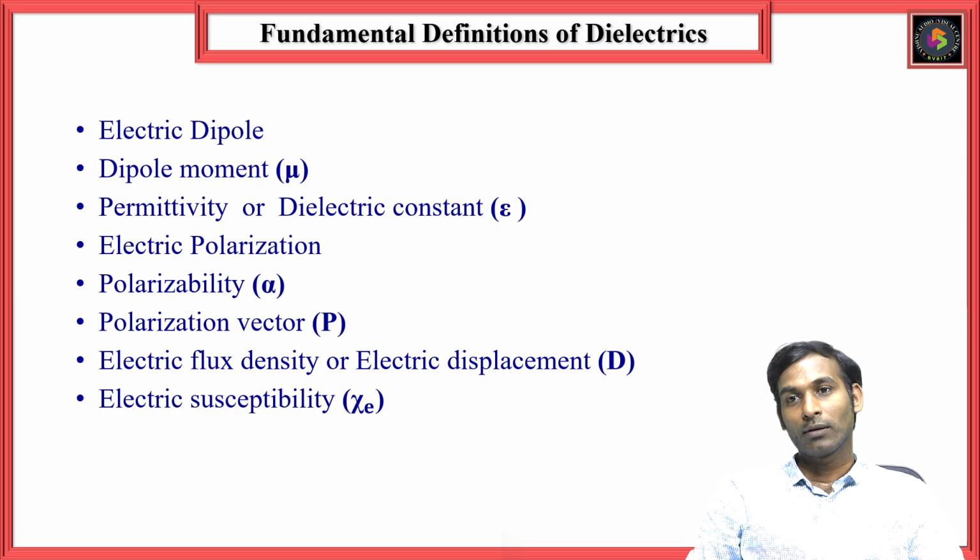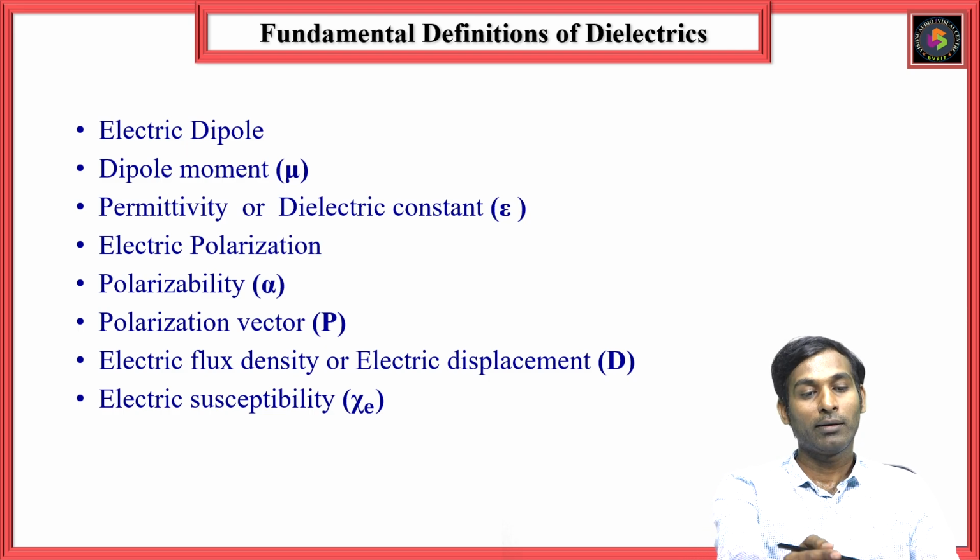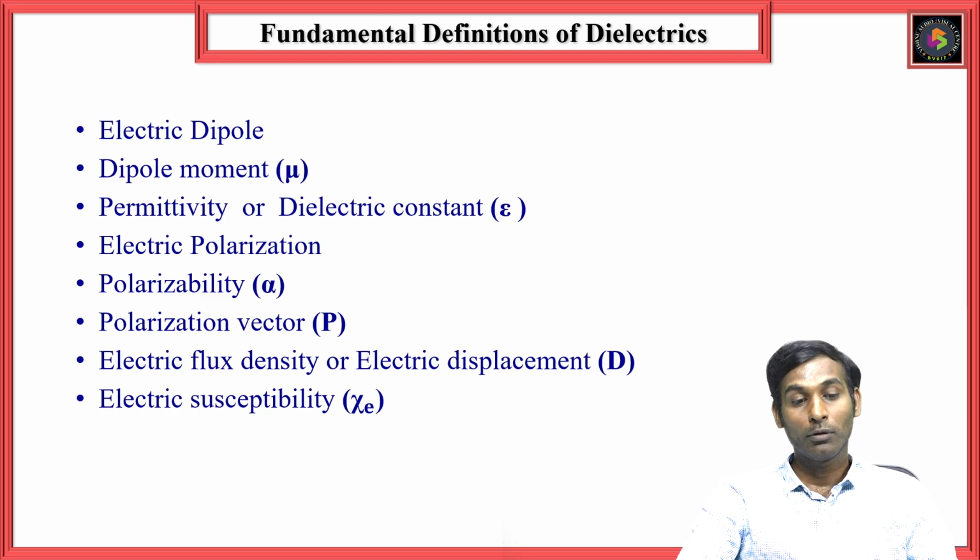Especially in dielectrics, the fundamental definitions are very important for calculating polarization and the dielectric constant, relative permittivity, electric susceptibility, and how to calculate polarizability. We can discuss them one by one. See here: electric dipole moment, permittivity, electric polarization, polarization vector, electric flux density, and also electric susceptibility.